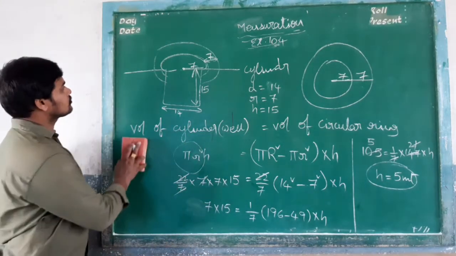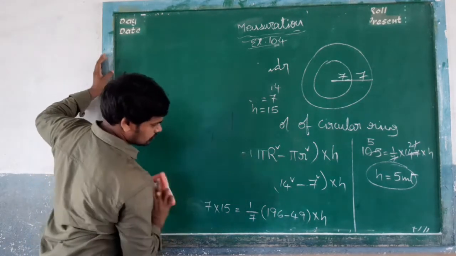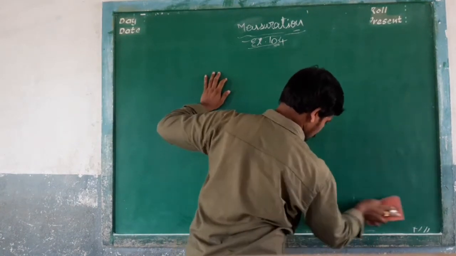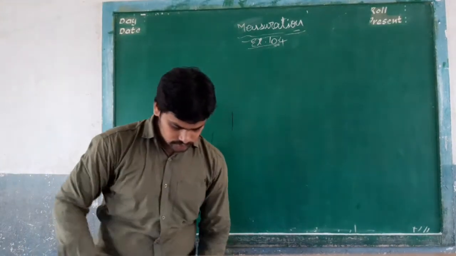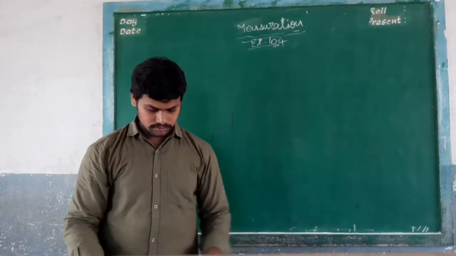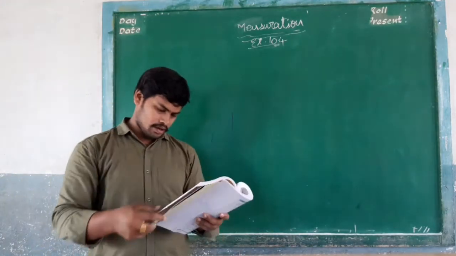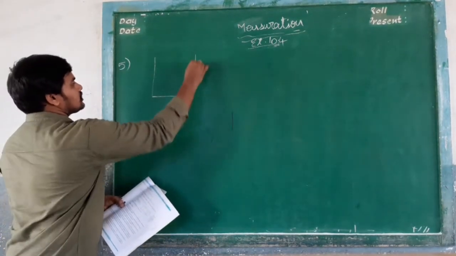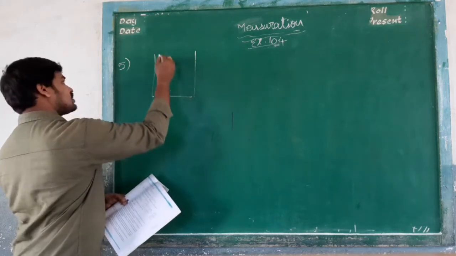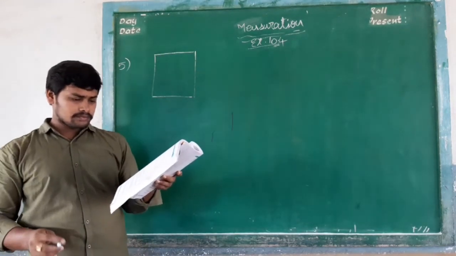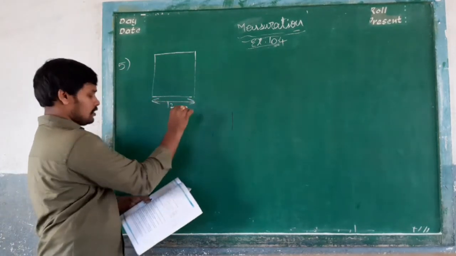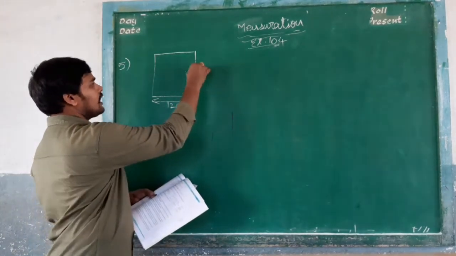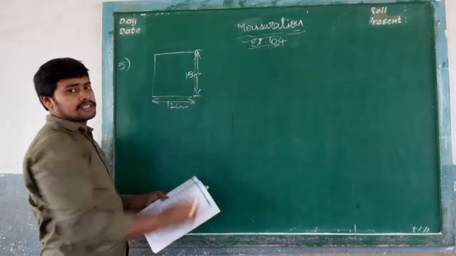Next one, the fifth one. A container shaped as a right circular cylinder having diameter 12 centimeters and height 15 centimeters.